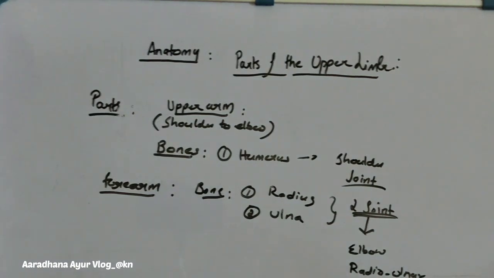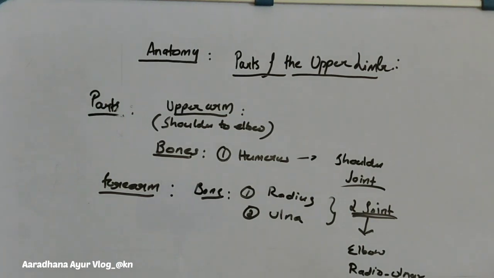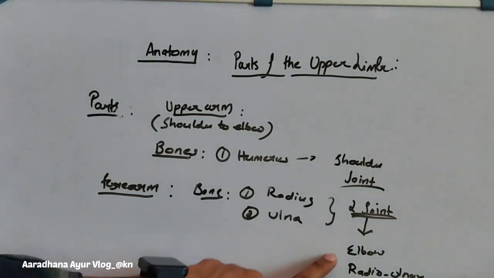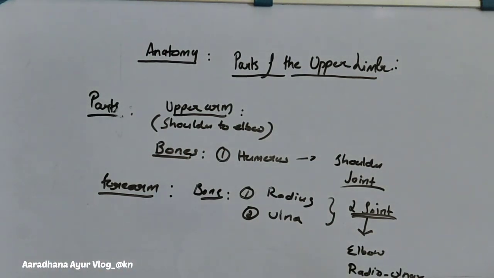So we have discussed the shoulder region. There are two bones, the clavicle and scapula, and two joints, sternoclavicular and acromioclavicular. Similarly, in the upper arm there is one bone, the humerus, which makes the shoulder joint. In the forearm region there are two bones, radius and ulna, which make the elbow joint and the radioulnar joint.